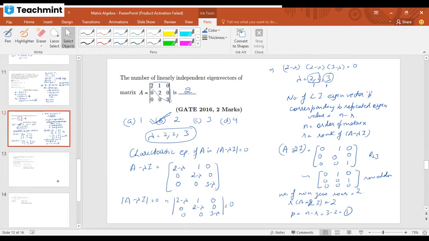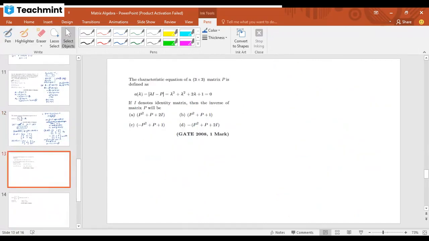Okay, now let us move to the next question. The question is: the characteristic equation of matrix P is defined as this. If I denote the identity matrix, then what is the inverse of matrix P? Here we are given the characteristic equation and we are interested to find the inverse of a matrix P. Whenever the question is about finding an expression of a matrix A in terms of the matrix A, or some power of A, or a polynomial in matrix A, we can use the Cayley-Hamilton theorem.